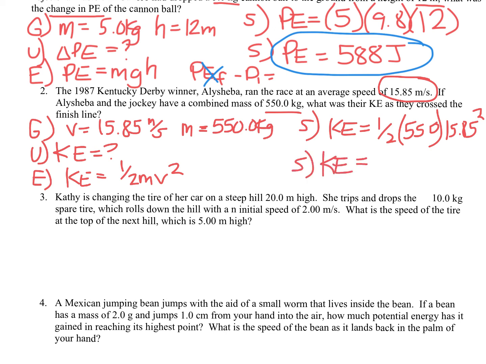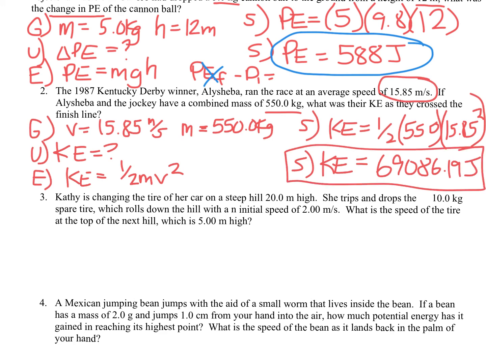So if I do 1/2 times 550, that's 275. And then don't forget, 15.85 is squared. So make sure you square that first and then multiply it in. Otherwise, if you don't put in parentheses, careful, the calculator might get slightly confused. But in the end, what I come out to is about 69,086.19 joules of energy. Right? And that should be quite a bit of energy because a horse and a jockey is quite a mass. And remember, you have kinetic energy if you're moving. So it looks like we solved for that one.